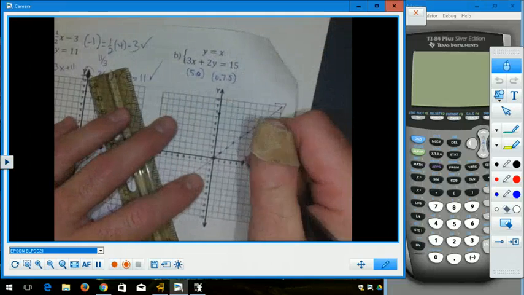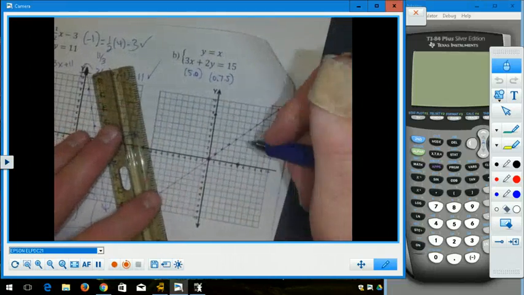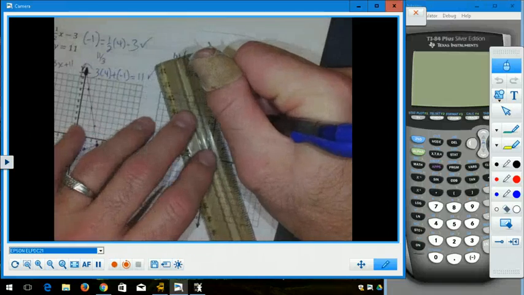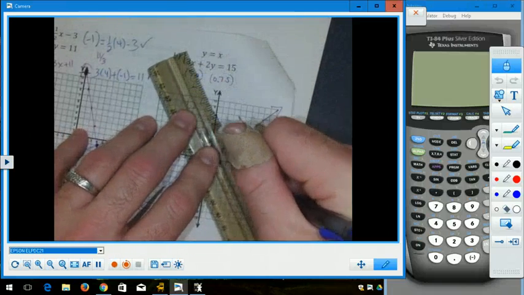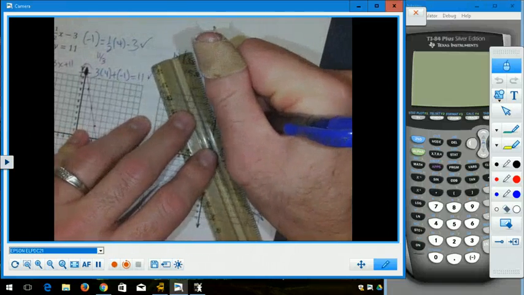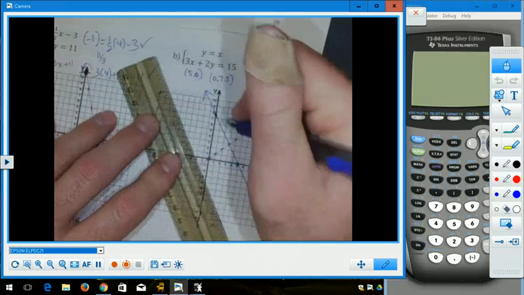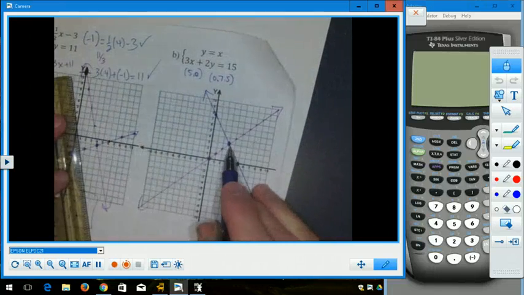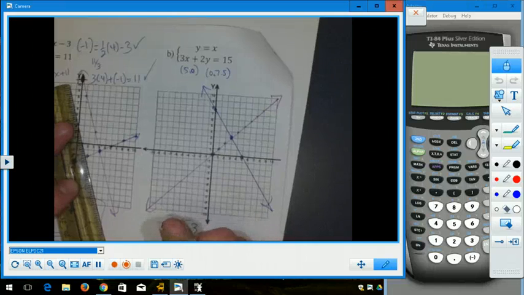And I'm going to go to 5, 0. Hey, there's 5, 0. Here's 7.5. And I connect them, and there we go. Our intersection point appears to be right here at 3, 3.